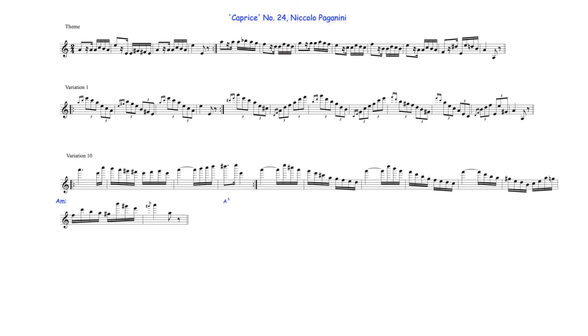Here, possible augmented sixth harmony is implied, and these chords are again extended into the following bars. Paganini also uses two 2-5-1 progressions to conclude the variation.